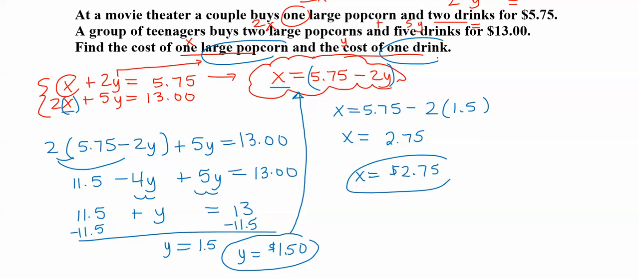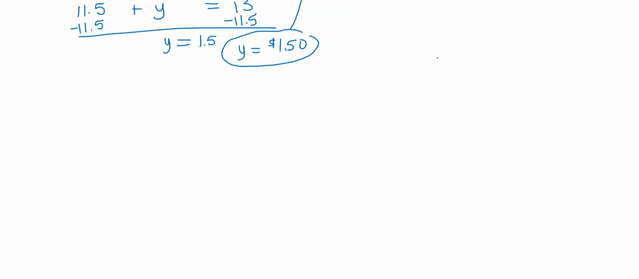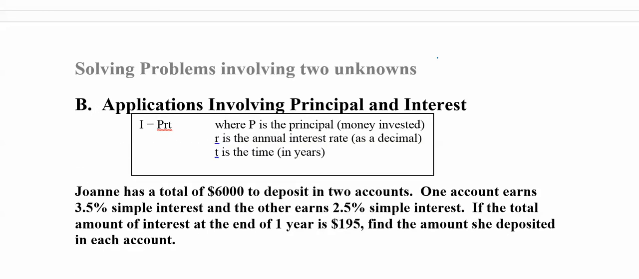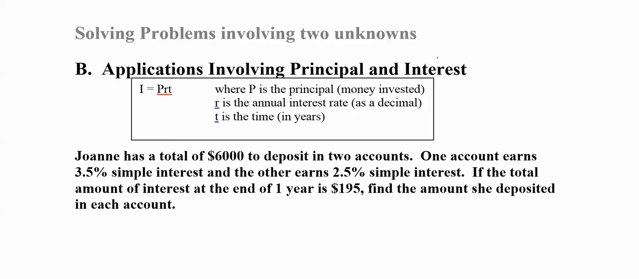Now let's look at another application involving two unknowns. This is going to involve principal and interest. Interest equals principal times rate times time. Capital P is the principal, that's your investment money. R is the annual interest rate as a decimal. And T is the time it's invested in years.